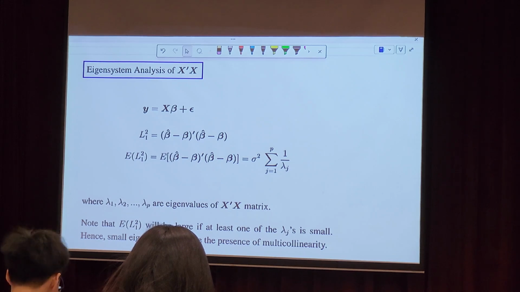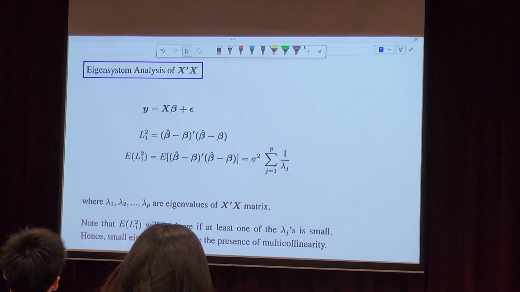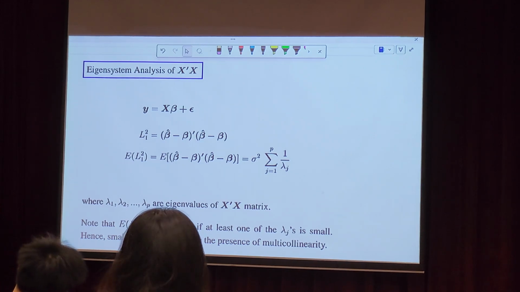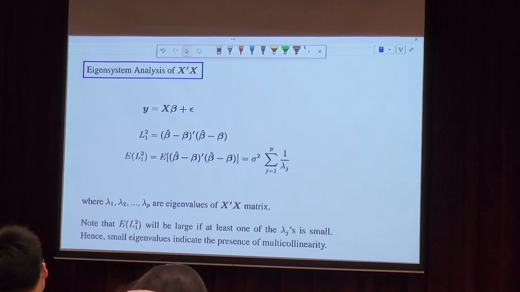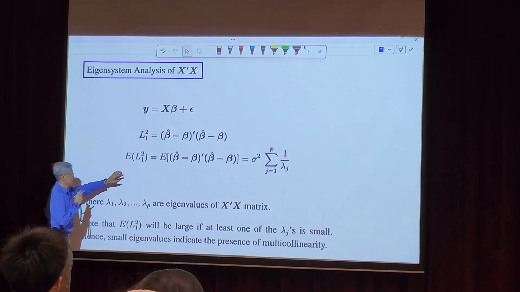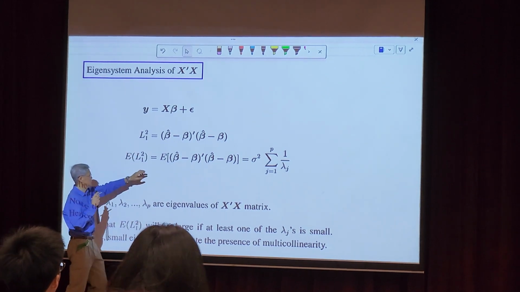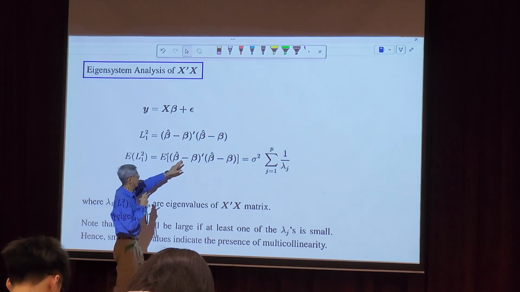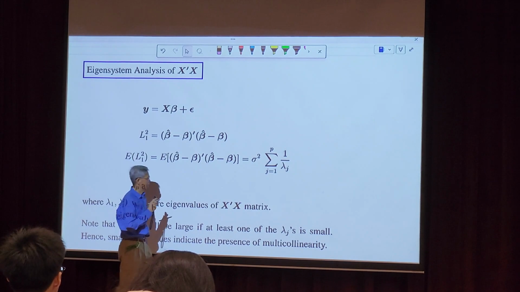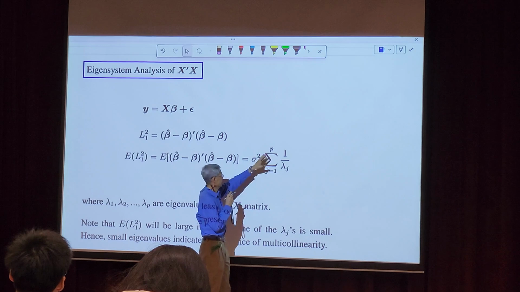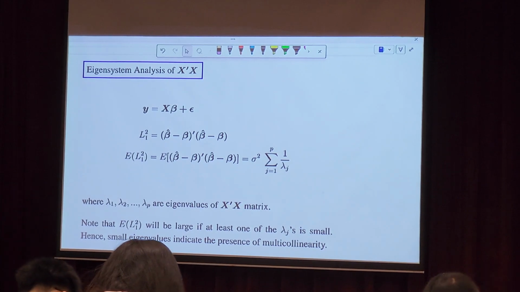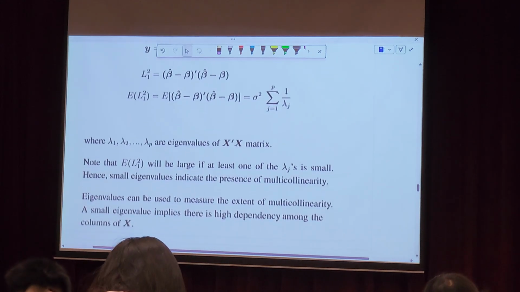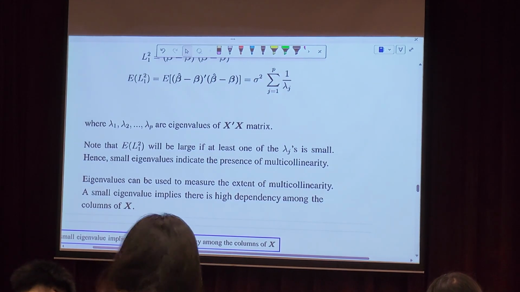Now, let's go on to the third method of detecting multicollinearity. The third method is based on eigenvalue analysis. So this is what we have gone through. This is the expected square distance between beta hat and beta here. And we find that it is sigma squared times the sum of the 1 over lambda j. And these lambdas are eigenvalues of x prime x matrix.